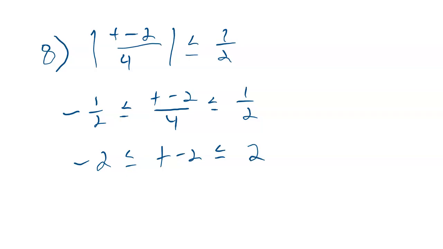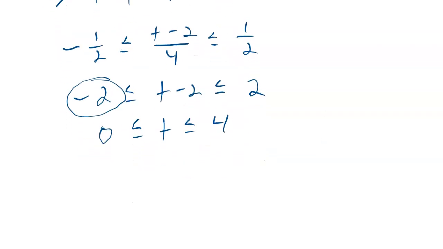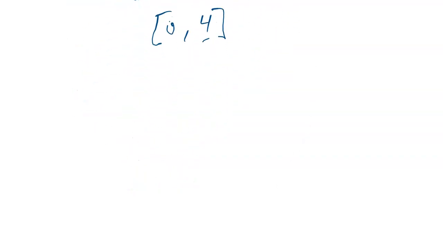And then I add 2 to everything. So when I add 2 to this guy, it's going to be 0. So I get 0 is less than or equal to t, which is less than or equal to 4 when I add 2 to the other side. What does this interval look like? This is from 0 to 4. Boom, done. Yep, it's correct. On to 9. Doing well. I'm doing well.